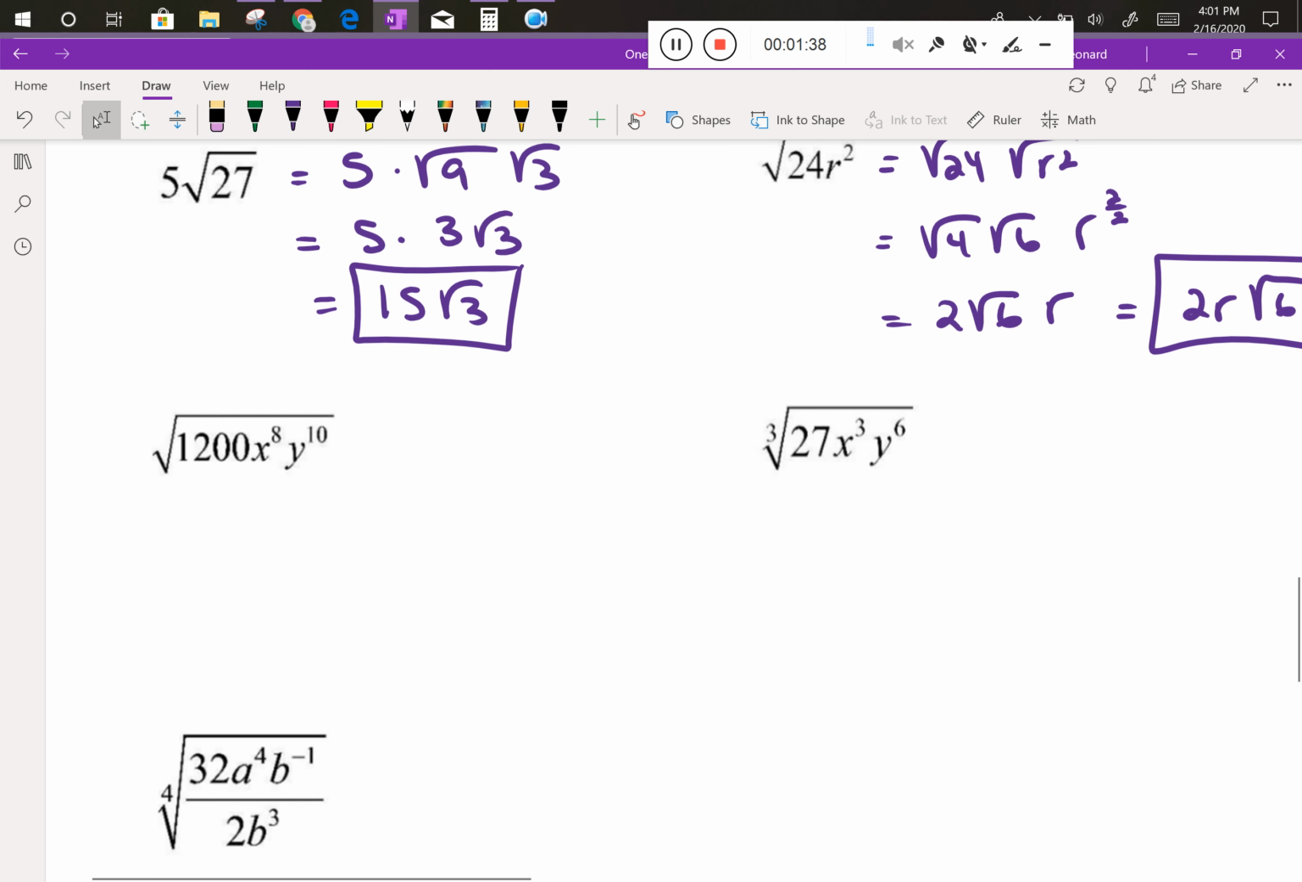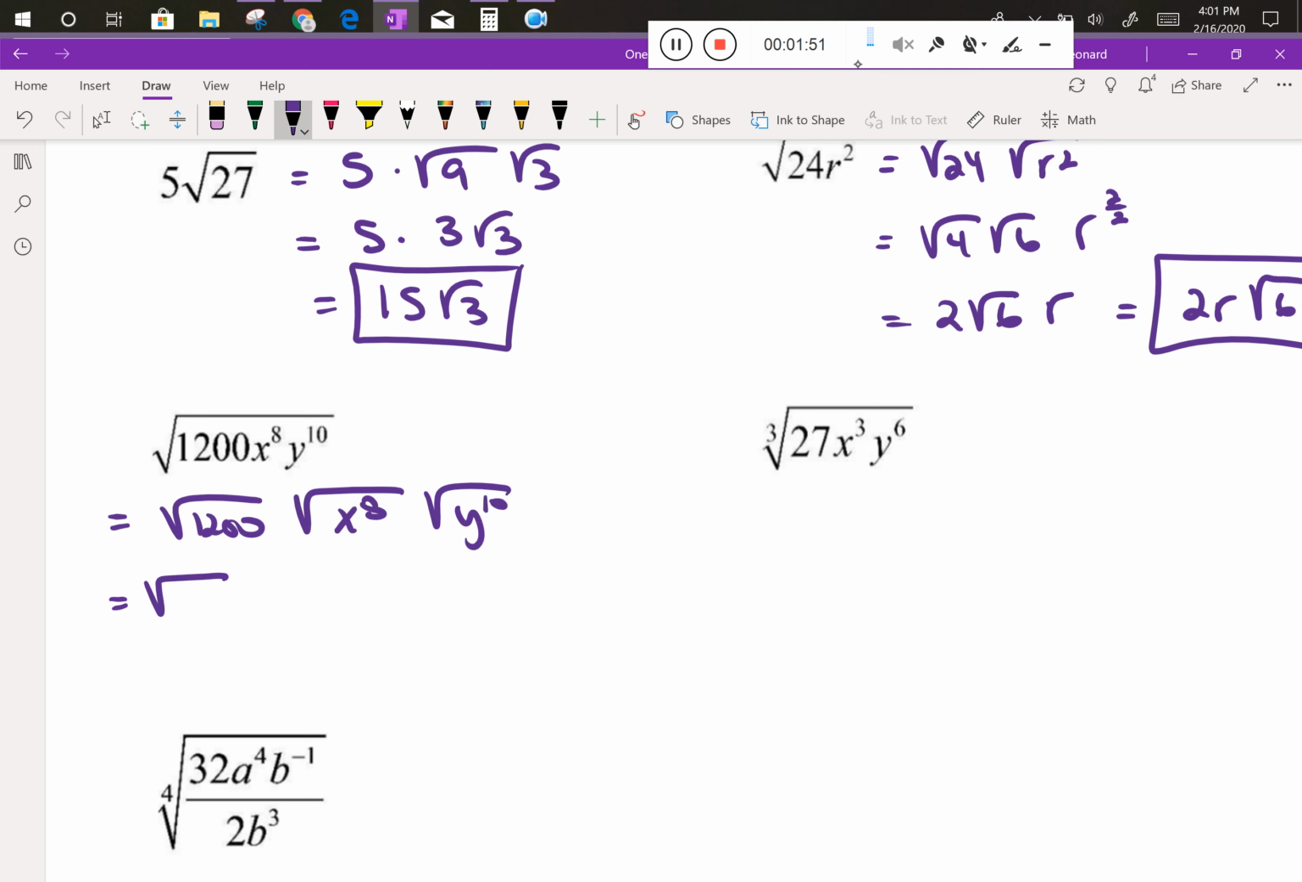Again, with this one, we're going to break it into 3 parts. We've got the square root of 1200, the square root of x to the 8th, and the square root of y to the 10th. So the square root of 1200, well, 400 is a perfect square times 3. So that would be 20 root 3.